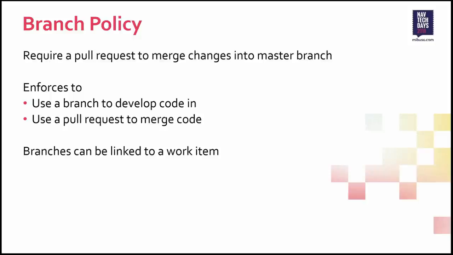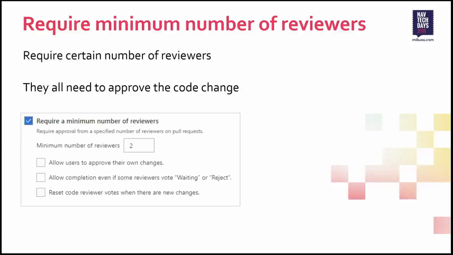And the branch that I create can be linked to a work item, so that pull request is automatically linked to a work item. So when code comes in, somebody can look and ask, hey, what is the work item that you are doing this for? What was your task? What was the task that was assigned to you? How do we do that?